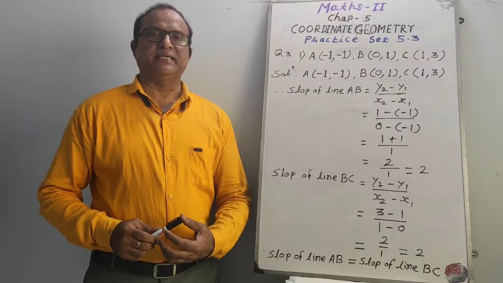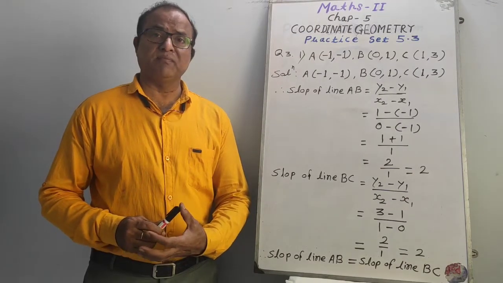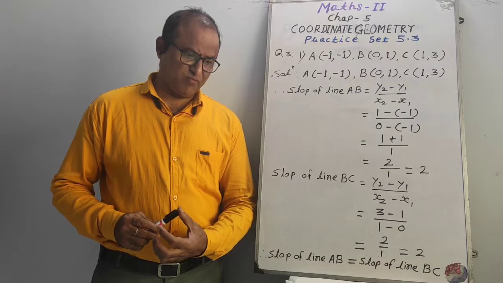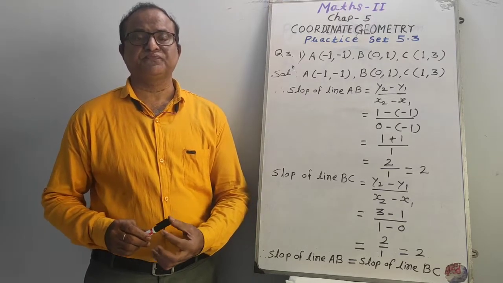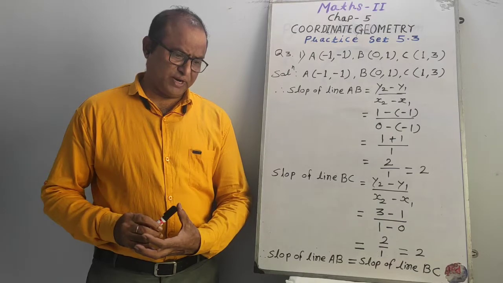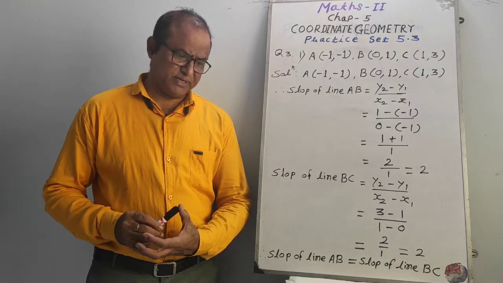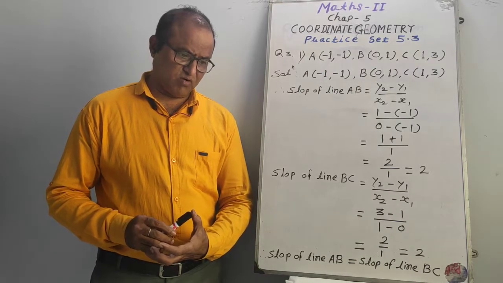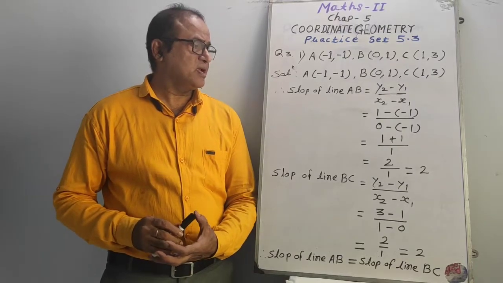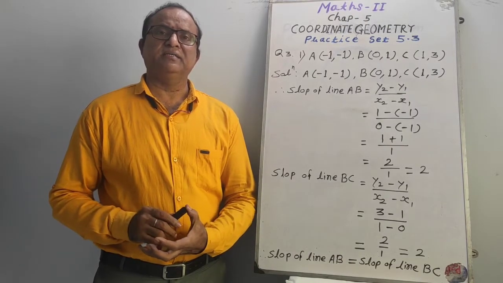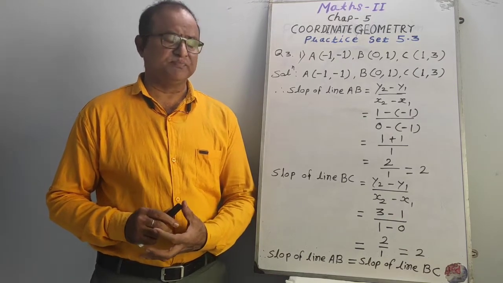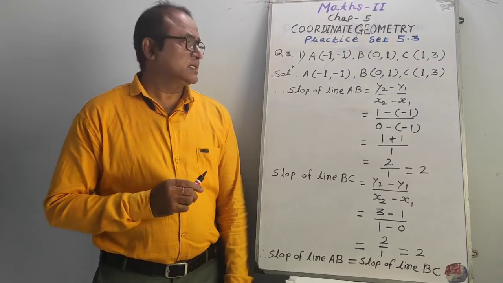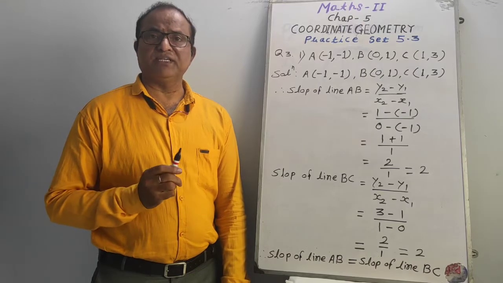All of you understood? Next example, question number 3, example number 1. I am reading question number 3. You listen to it carefully. Determine whether the following points are collinear or not. Example number 1. A(-1, -1), B(0, 1), C(1, 3). In this example, we have to find whether the given points are collinear or not. If the slopes of both the lines are equal, then the given points are collinear, otherwise not.